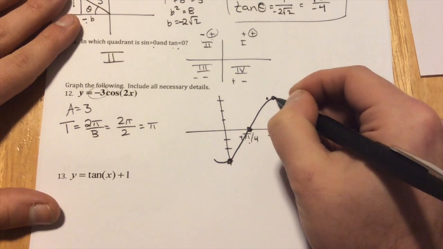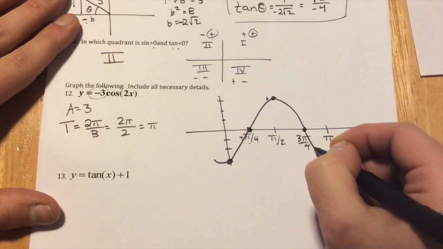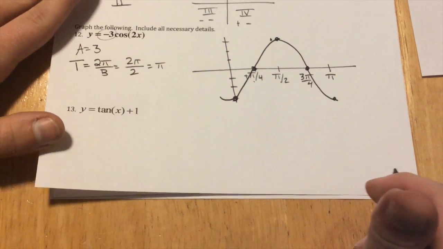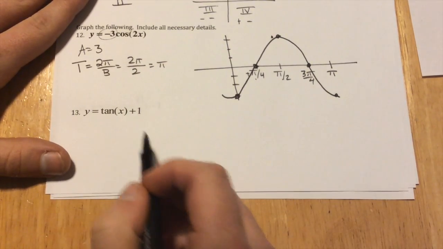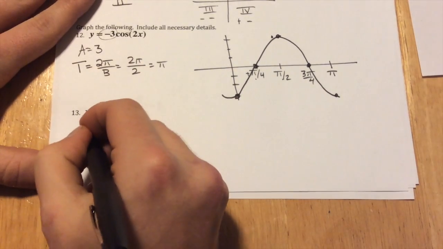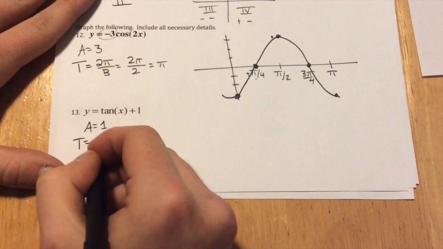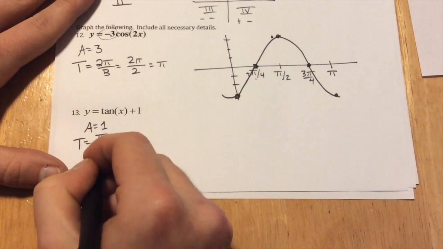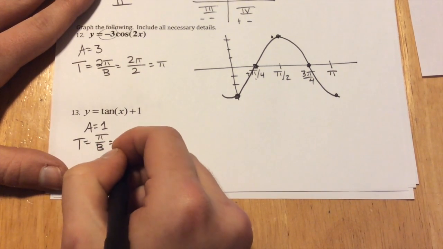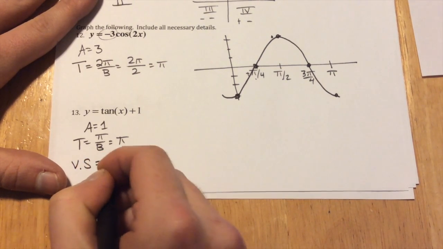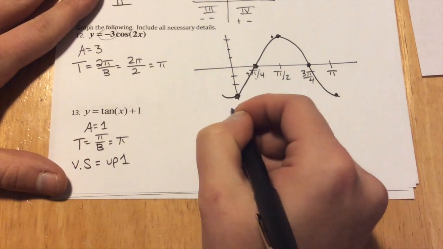And I will only be asking you to graph one revolution. So there we go. Next up, tangent of x plus 1. So I know my amplitude is 1. My period, for tangent and cotangent, is pi over b. So this is just pi. And I have a vertical shift of up 1.